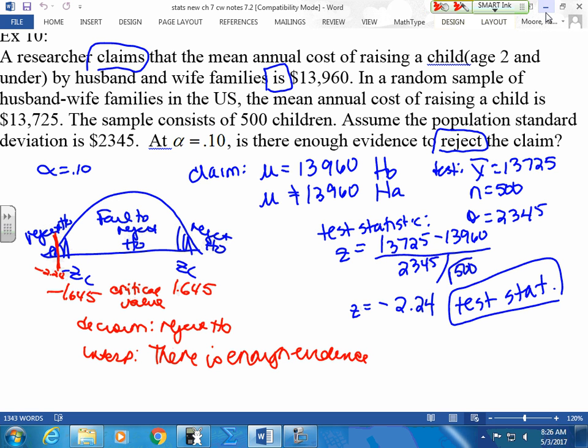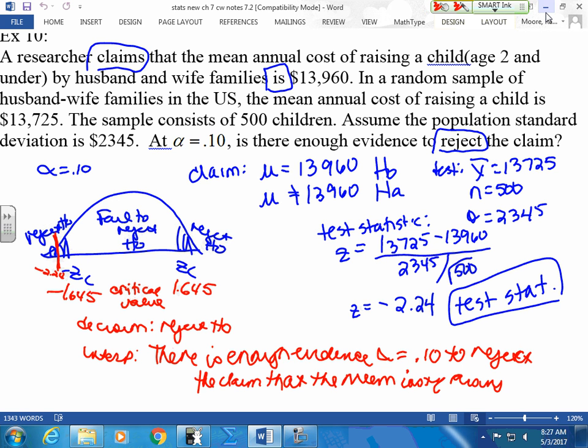at a level of significance of 0.10 to reject the claim that, actually the researcher's claim, that the mean cost of raising a child is $13,960. That's what I expect you to write. Okay. Soup to nuts.